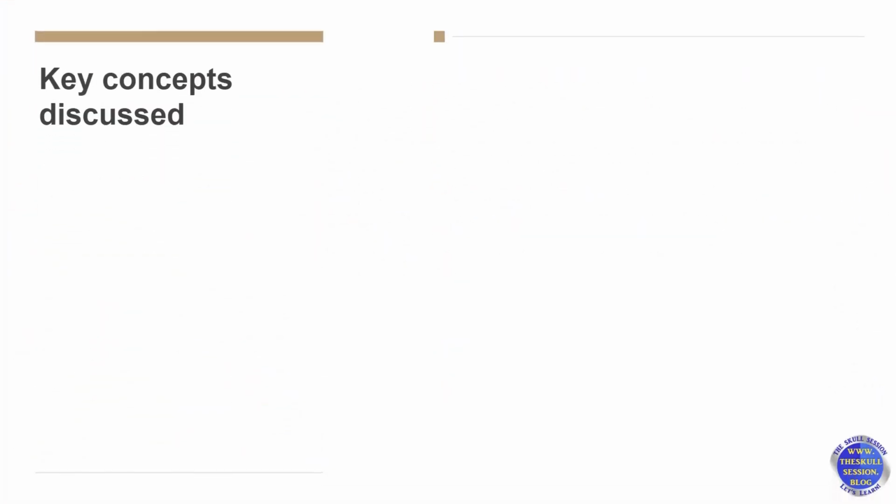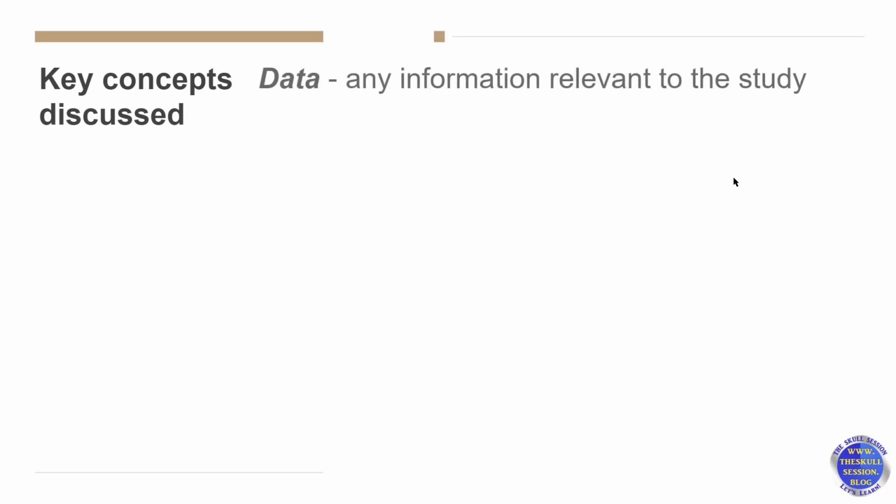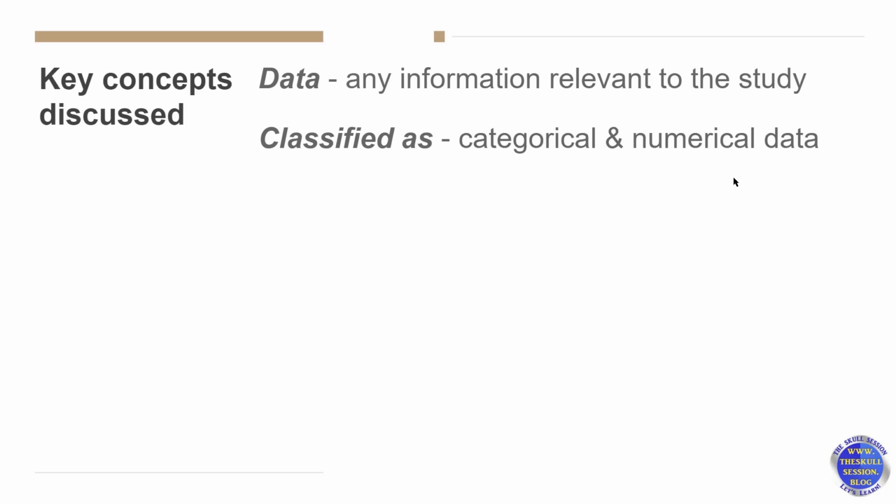Well, now it is time to summarize the concepts that we have discussed in this lecture. The first concept is data. So data is information which is relevant to our study. The data can be classified as categorical data as well as numerical data. Categorical data means the data is divided into categories, whereas numerical data means the data can be expressed in numbers.